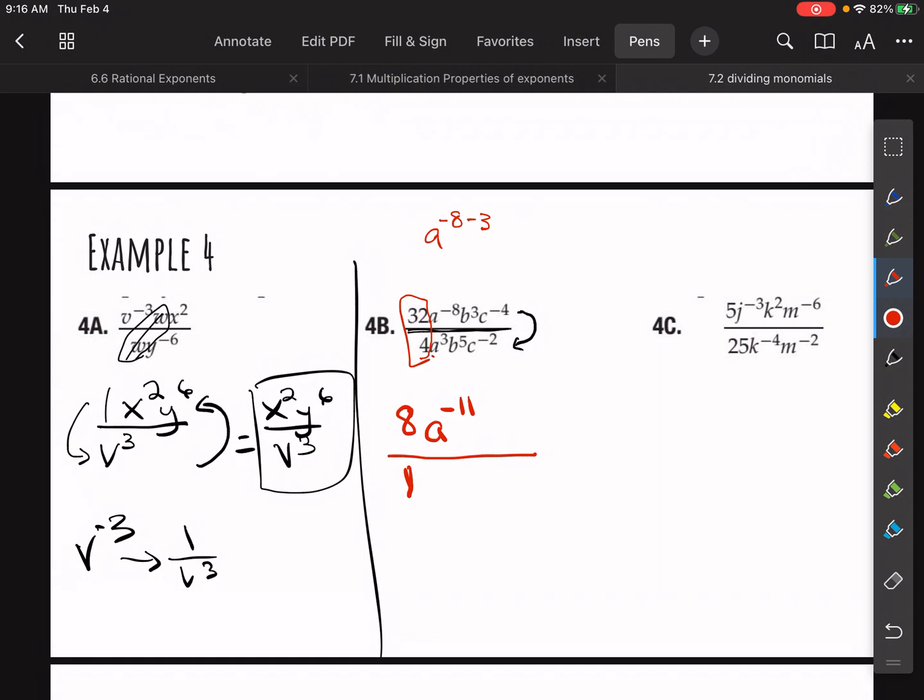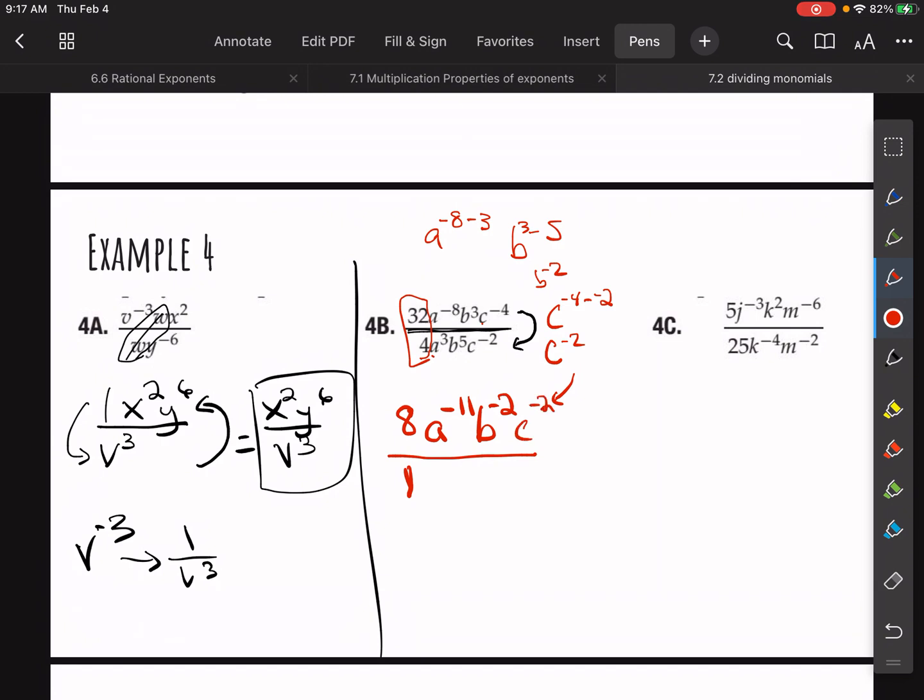And I'm going to have to move that because it's negative, so I'm going to have to change that later. And then for the b, I have b to the 3rd minus 5. So that's b to the negative 2. And so I'm going to have to move that one as well. Notice that whenever I subtract, I always put that in the numerator, and then we'll fix it later. And then I have c to the negative 4 minus negative 2, right? Because I'm subtracting those exponents. That's c to the negative 4 plus 2, which is negative 2.